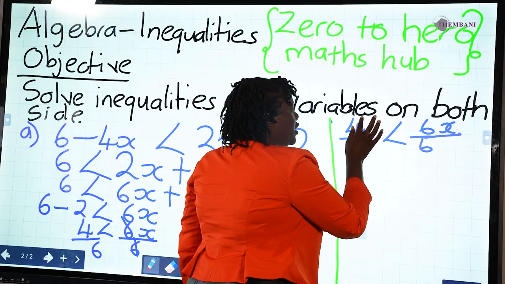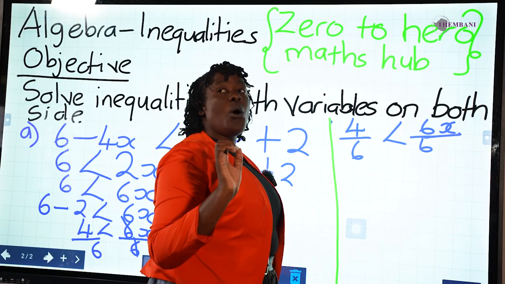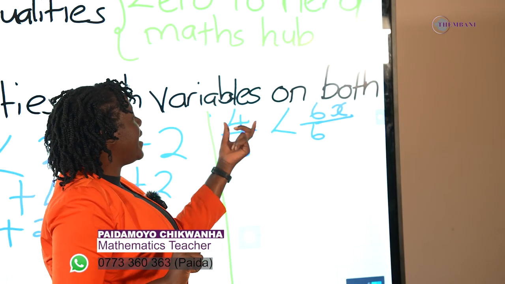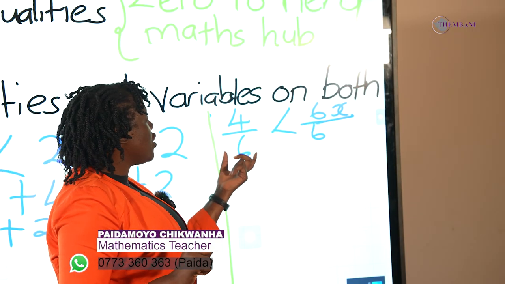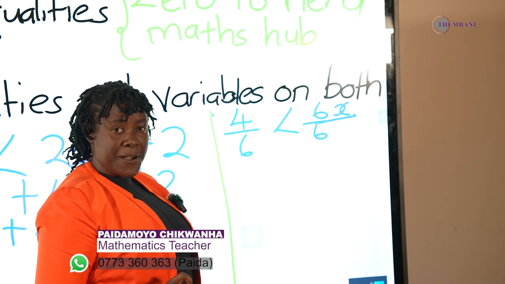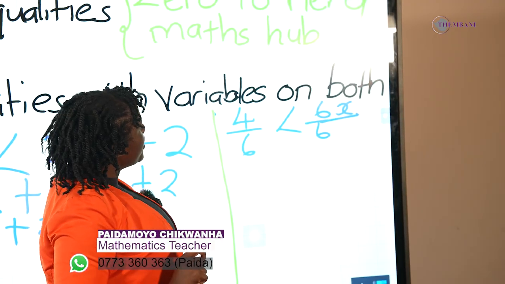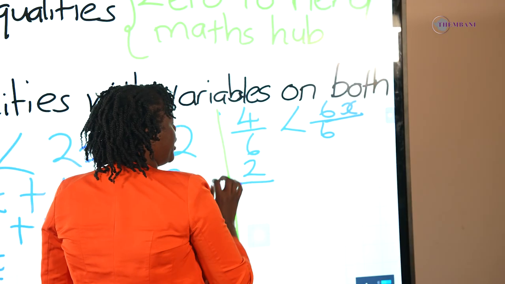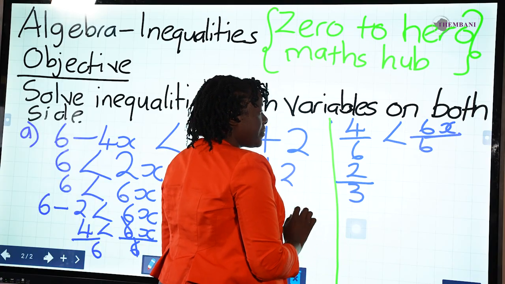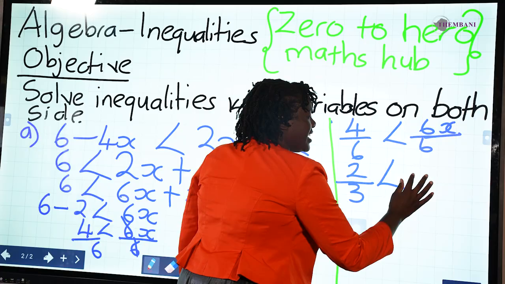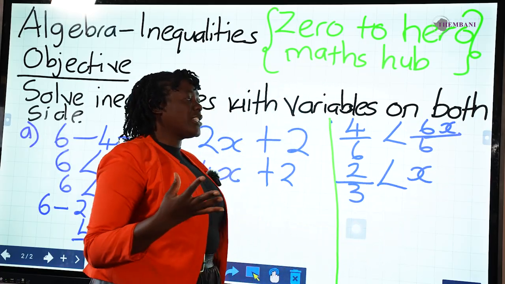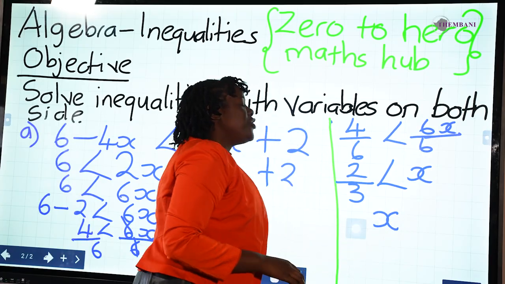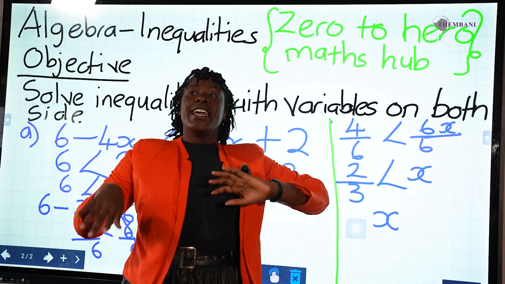So we are now going to reduce this to its lowest terms. How do we reduce to lowest terms? We are going to find a number which can divide into 4, and at the same time divide into 6 without leaving a remainder. That number is 2. So 2 into 4 gives us 2 over, 2 into 6 gives us 3. And then this is less than x. But for it to be neater, I'm going to start by writing x. Notice my inequality sign is facing what?